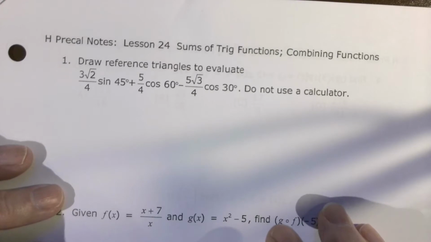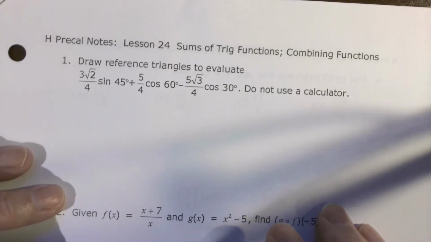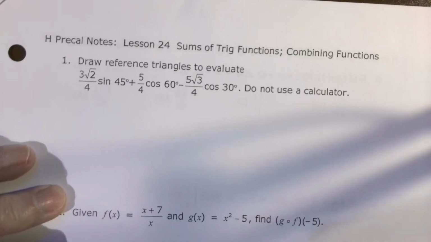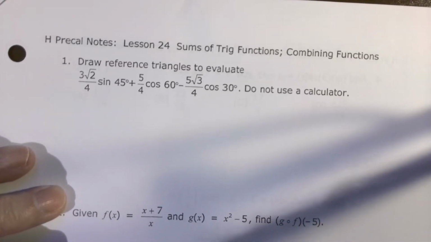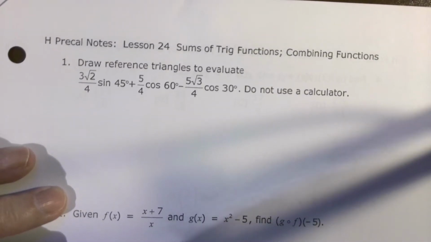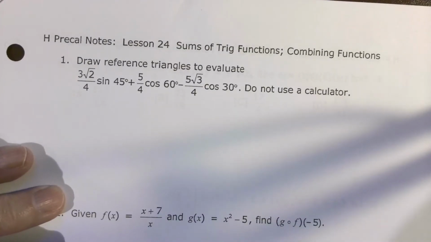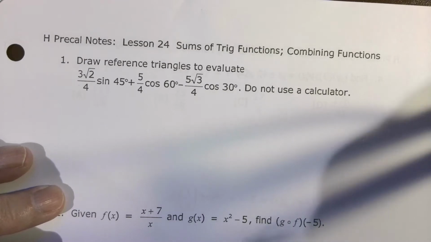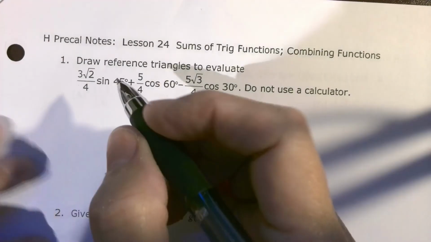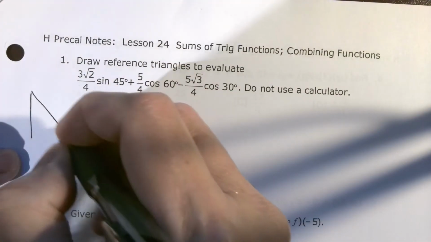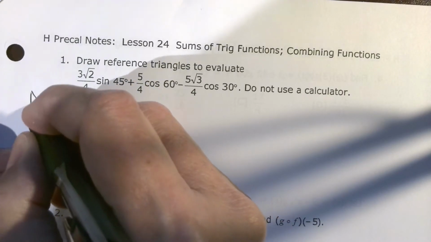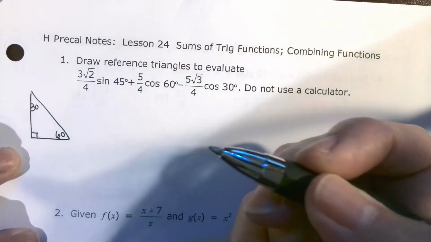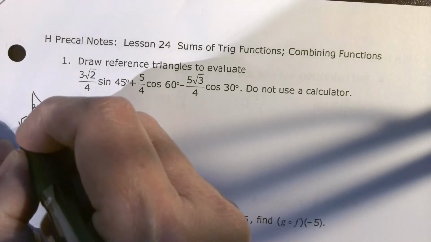Okay, lesson 24, the sums of trig functions and combining functions. So the first thing it says here is to draw reference triangles to evaluate, and notice it's saying do not use a calculator. So we've done this before, but this time we're going to be using both of the special triangles. So I'm going to draw each one here first, so I'll have it to refer to, and label it with its dimensions.